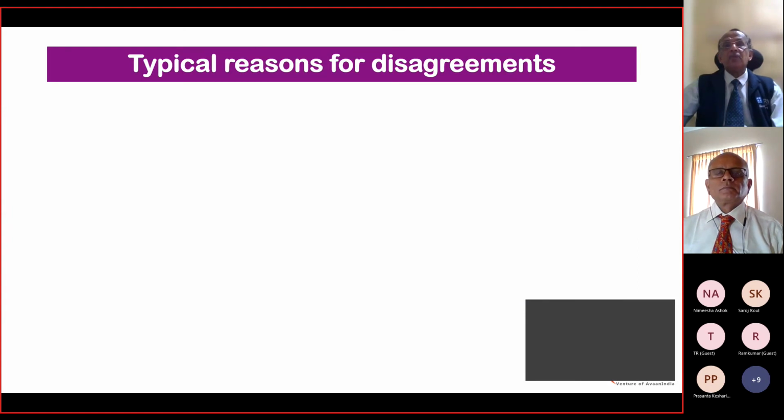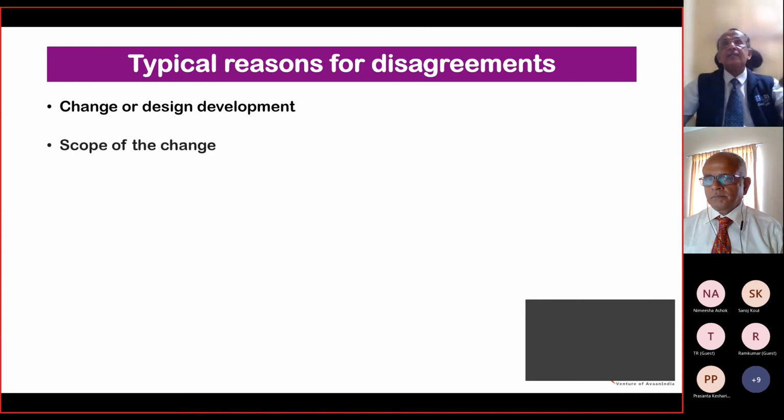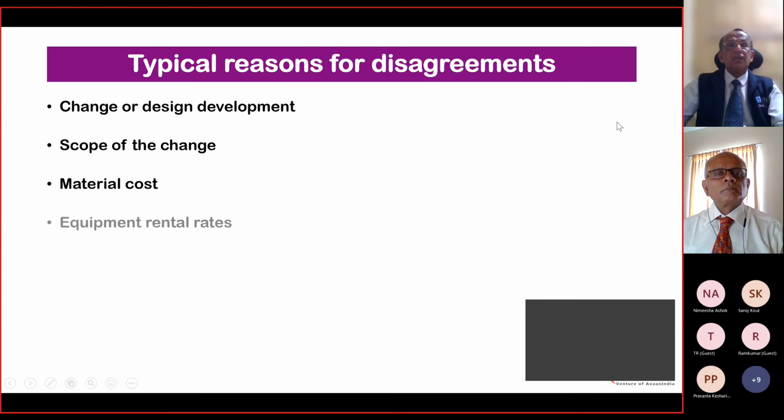Typical reasons for disagreements: change or design development. So make sure these things are incorporated in the purchase order or in the appendix. Then scope of change, material cost, equipment rental rates.